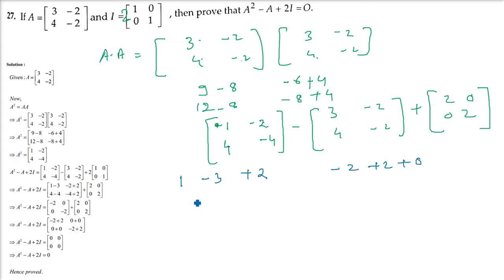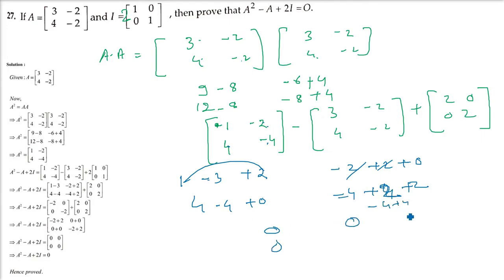4 minus 4 plus 0. Minus 4 plus 2, and plus... this is going to be minus 4 plus 4. Oh, minus 4 plus 2. Oh, sorry, plus 2 and plus 2. Yes. So this is going to be 0, this is 0, this is 0, and this is 4 minus 4, which is also 0. Okay, so this is the answer.